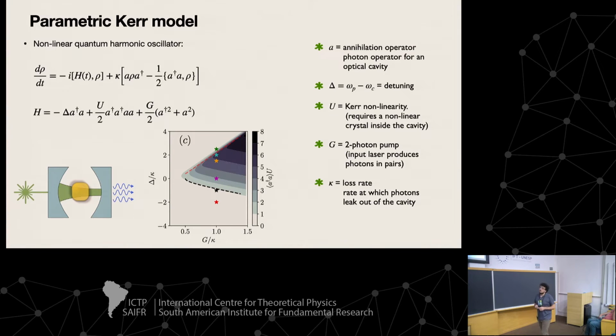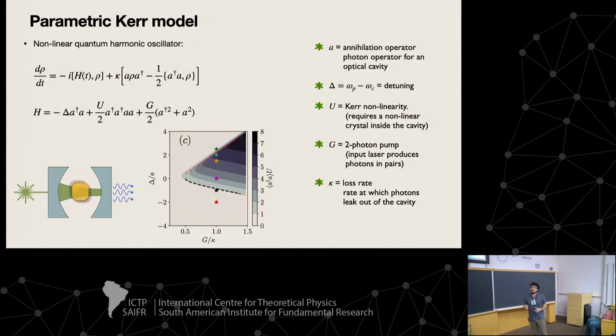The Hamiltonian is just a harmonic oscillator. Here's the usual term, A dagger A. Then we have a Hubbard-like term, a Bose-Hubbard term, which in the optics community is called the Kerr nonlinearity. It's pretty much the same one that Toninho Figueiredo was discussing this morning. And then we also have what's called a two-photon pump, which is essentially a process that creates pairs of photons or destroys pairs of photons.